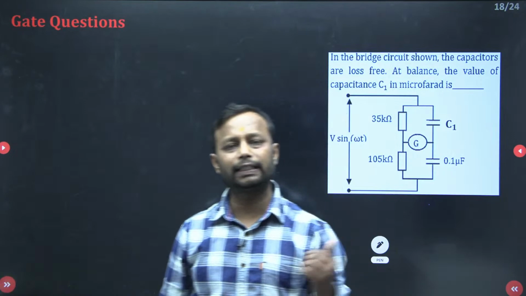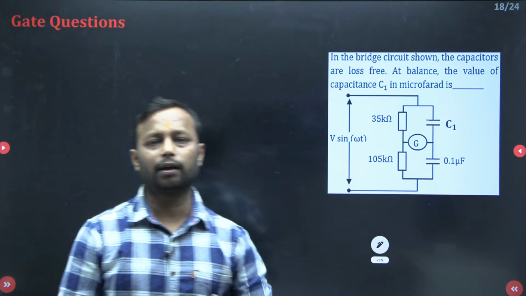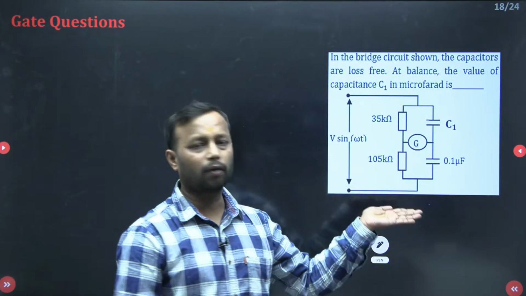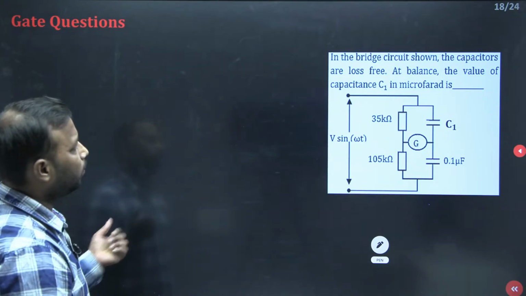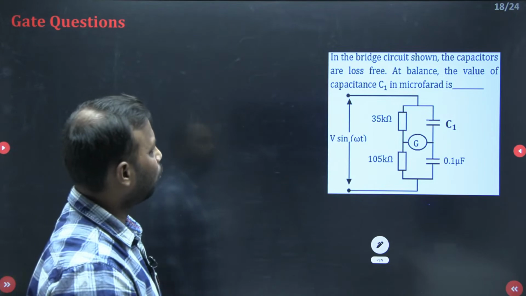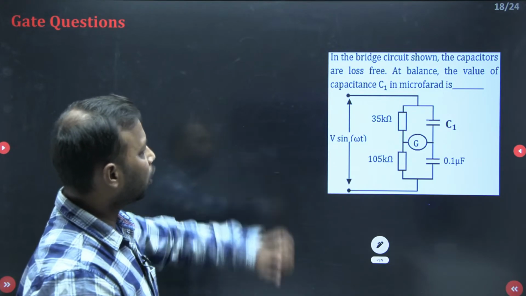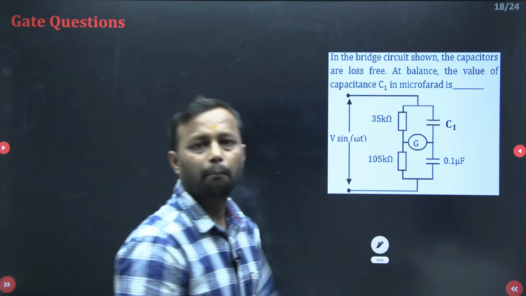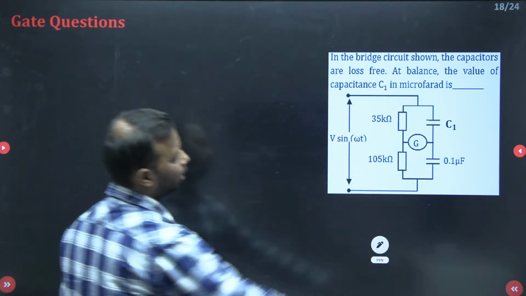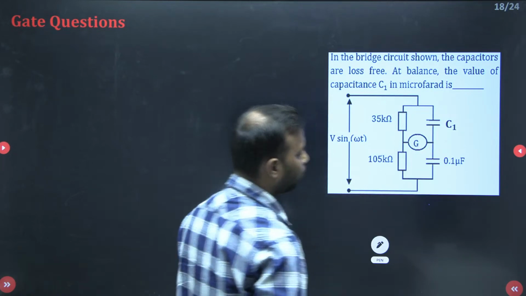Now let us discuss, or let us revise the concept with the help of our GATE problems. So this was a GATE problem. In the bridge circuit shown, the capacitors are loss free. At balance, find the value of capacitance C1 in microfarad. So this is your capacitance C1 that I need to calculate.